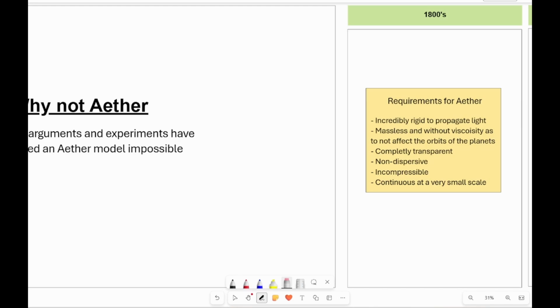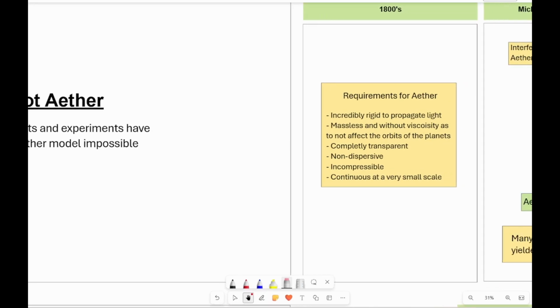By the late 1800s, the requirements of Aether were essentially that it had to be incredibly rigid to propagate light. It had to be massless and without viscosity so as to not affect the orbits of the planets. It had to be completely transparent, non-dispersive, incompressible, and continuous at a very small scale. Whether I agree or disagree with a lot of these, we will talk about that later. But there's a lot on its plate.